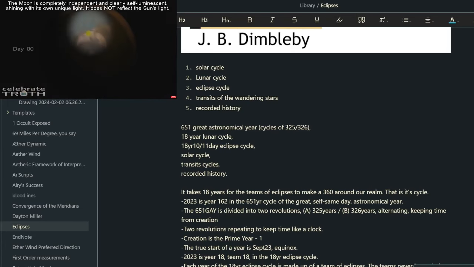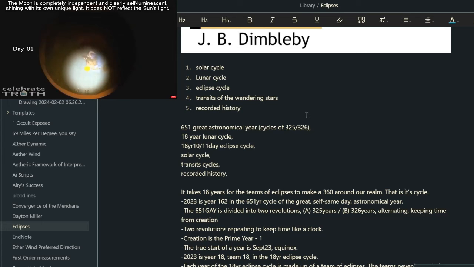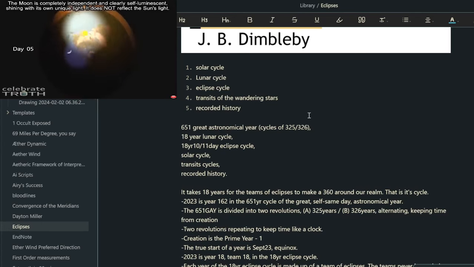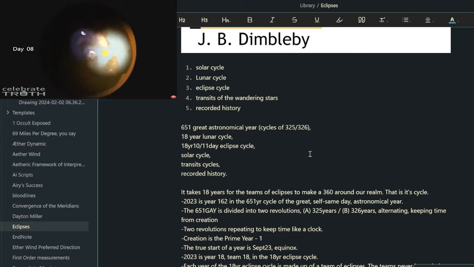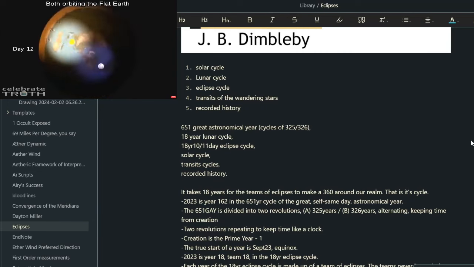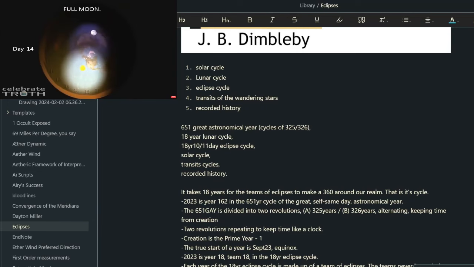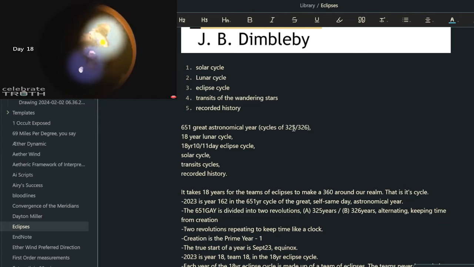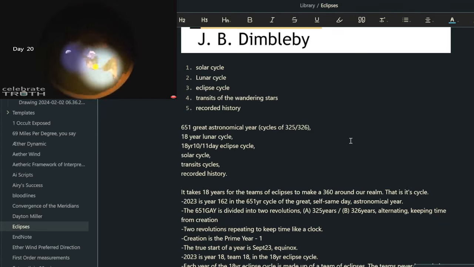And within that is comprised the 18-year lunar cycle, which then has an oscillation of 10 or 11 days. It's not quite clear, right? And then it oscillates 10, then 11, 10, then 11, and then the regular solar cycle, which goes through the transit cycle, and then we have the recorded history. So these are the different ways we can account for and track time. And through this, we understand eclipses, right?